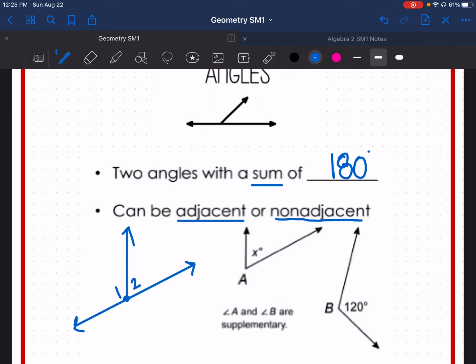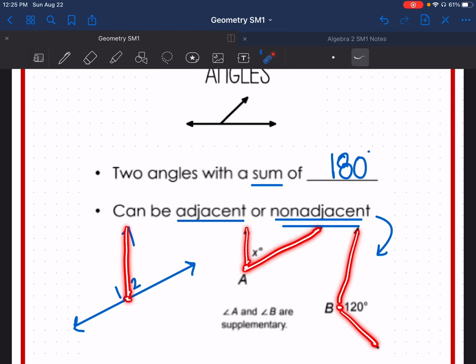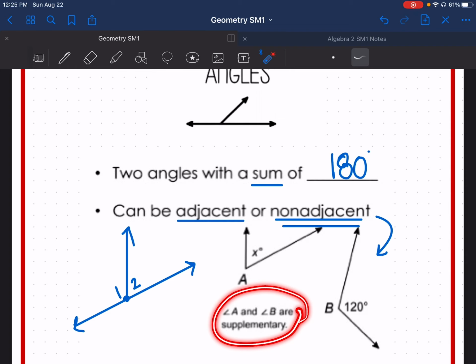Or they could be non-adjacent, which is what these angles are right here. Notice that these two angles do not share a vertex. Angle A and angle B do not share a vertex, and they do not share a common side. But it says right here that they are supplementary, so I know this angle plus this angle has to be 180 degrees. That's what that is telling me.